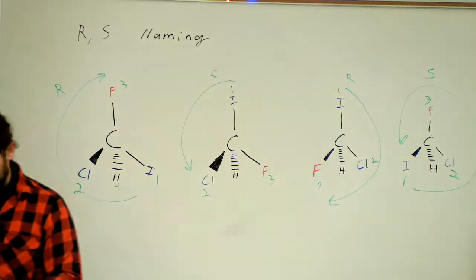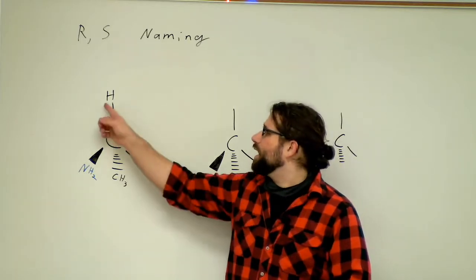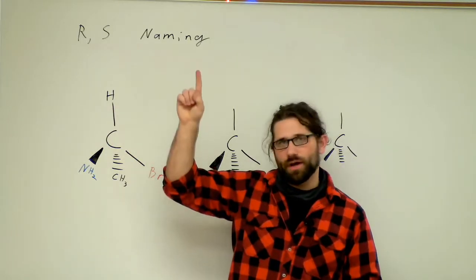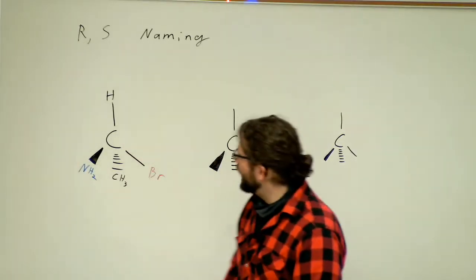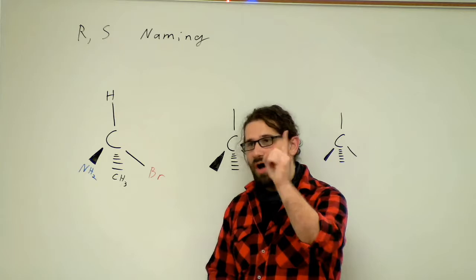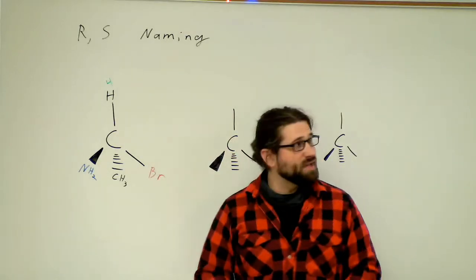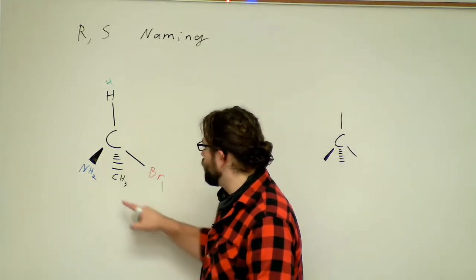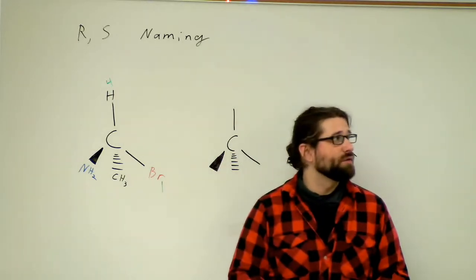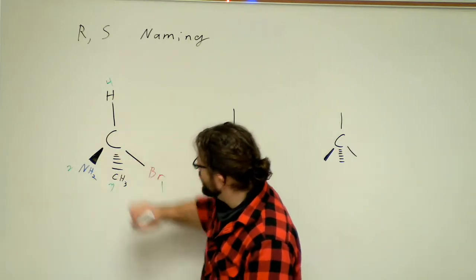There we go. Now we're looking at our challenge. We've got our hydrogen pointing straight up. If I number these with my priority, hydrogen being the atomic number of 1 is definitely going to come in fourth. Bromine has an atomic number of 35. That's going to beat out carbon and nitrogen. Number 1. Carbon has an atomic number of 6, nitrogen 7. So nitrogen gets 2, carbon gets 3.